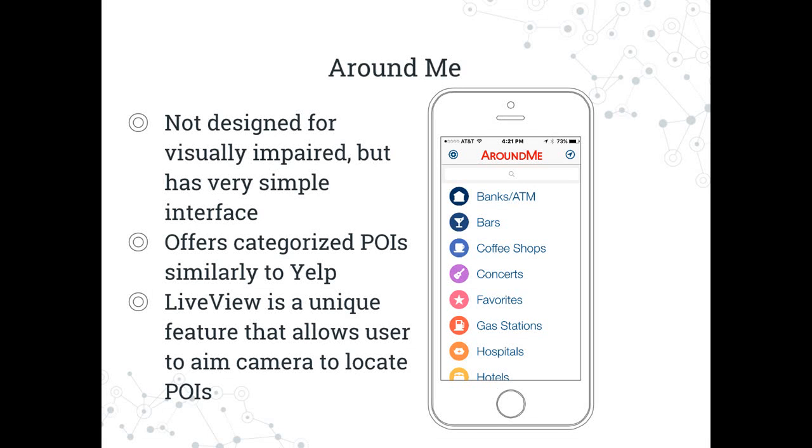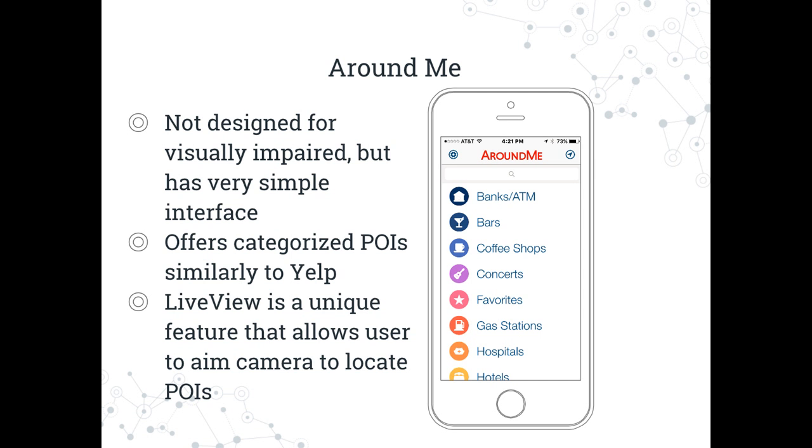And then the last one is Around Me. Around Me actually isn't designed for people who are vision impaired, but it's got such a nice interface that it works really, really well for people who are vision impaired. So it offers categorized points of interest, kind of like Yelp. On the screen, you can see it lists banks, bars, coffee shops, favorites, gas stations, hospitals, and in each section, you can search into that, and it'll give you all the ones that are nearby.